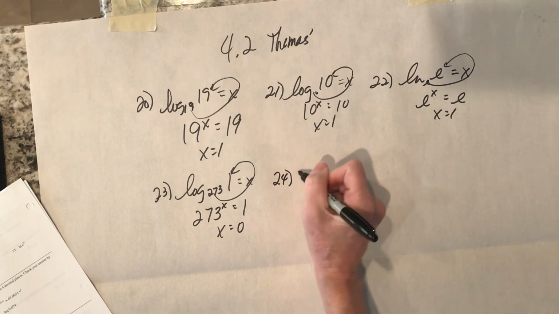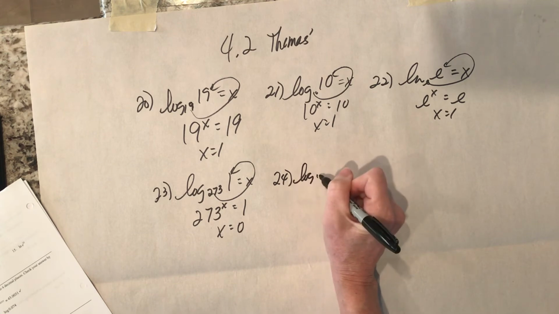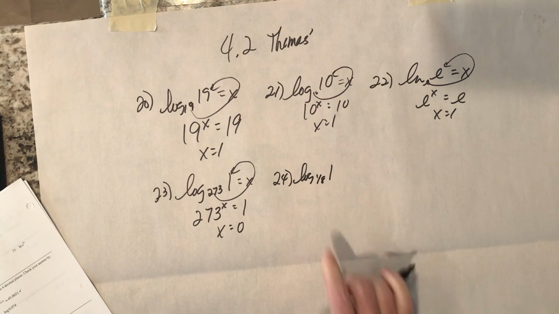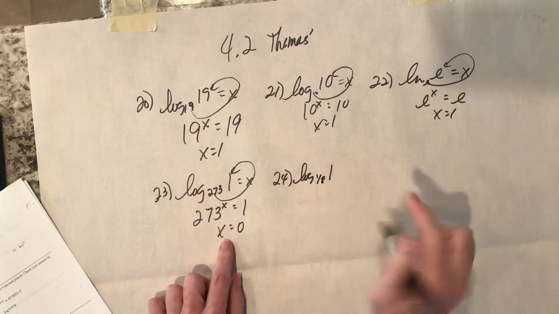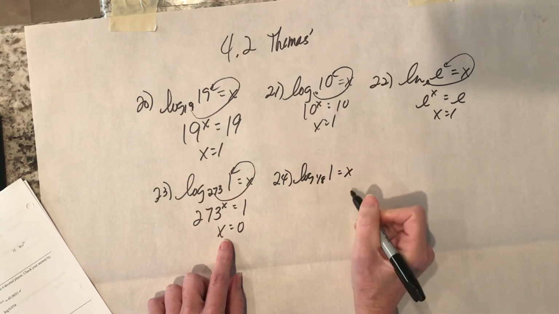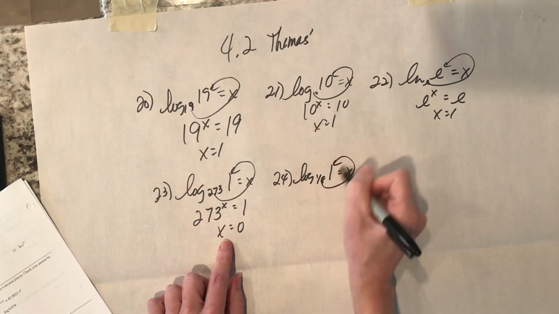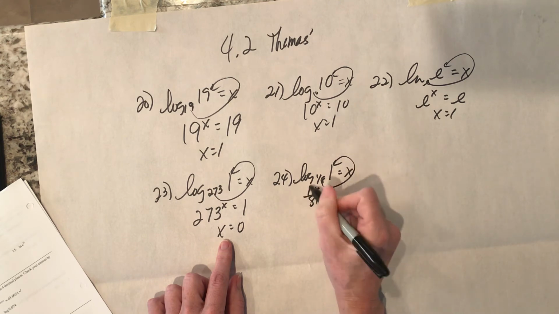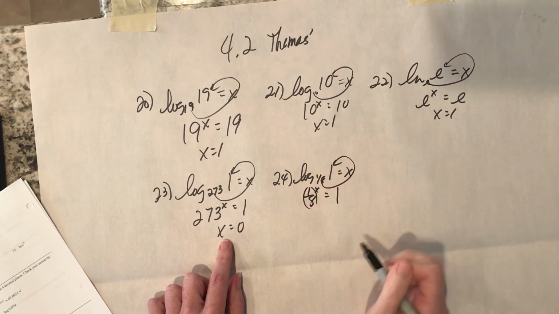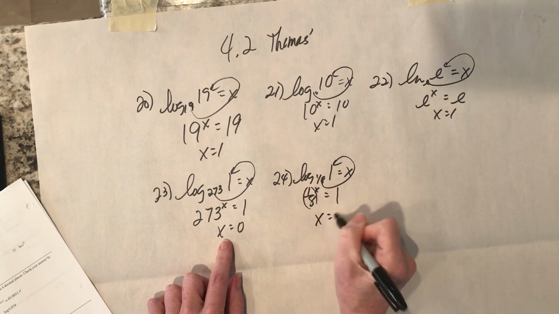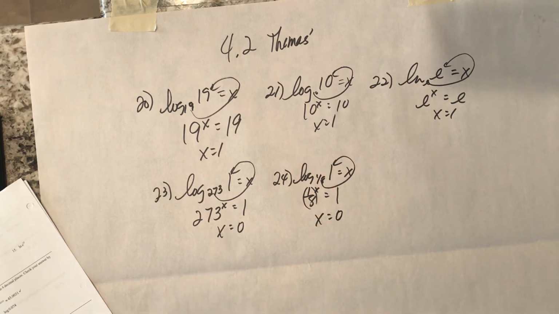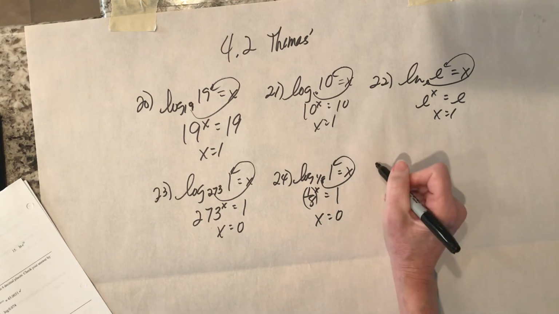Number 24, log base 1/8 of 1. Again, what do you have to raise 1/8 to have it become a 1? If you know it's just like this problem, you're done. If you don't, you set it up. Make a circle. 1/8 raised to the x power will give you a 1. Every number raised to the 0 power will give you a 1. So 0 is the x answer.